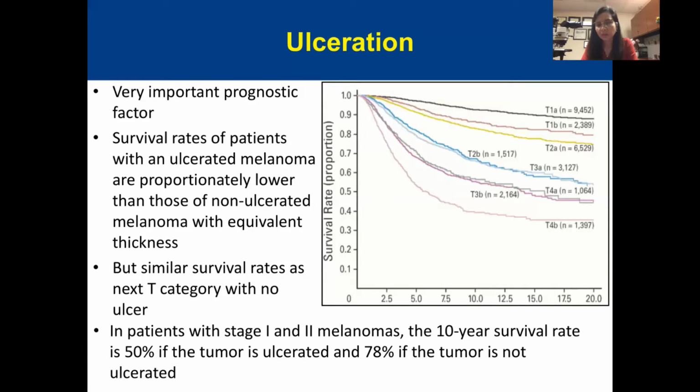What that means is the survival rate of patients with ulcerated melanoma is similar to the survival rate of the next category. For this one, the next category will be T3 with no ulceration. So T2B is very similar to T3A. That shows how important ulceration is in terms of prognosis for the patient. In addition, for stage 1 and stage 2 melanoma, another term being early stage melanoma, if you look at the 10-year survival rate, if the tumor is not ulcerated, the 10-year survival rate is approximately 80%. But if the tumor is ulcerated, it drops to 50%. Again, highlighting how important ulceration is as a prognostic factor in patients with melanoma.